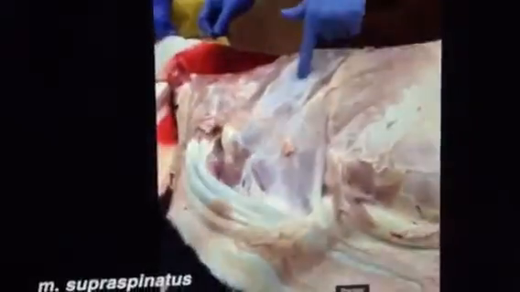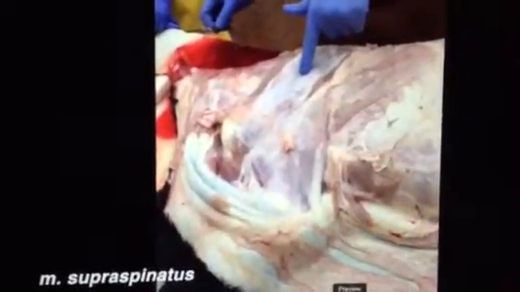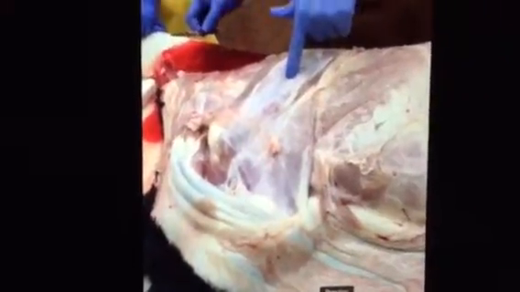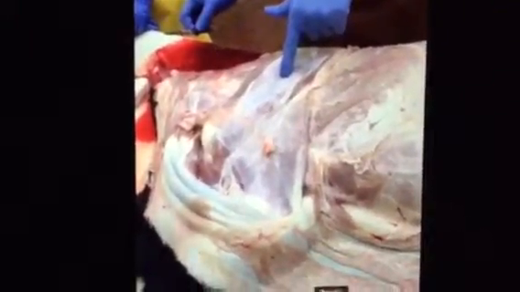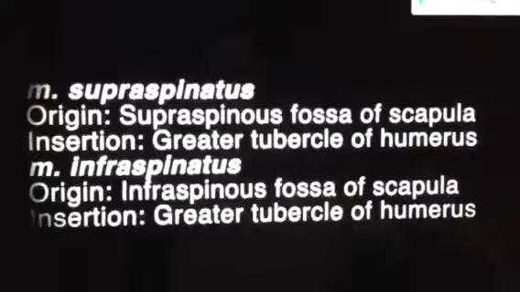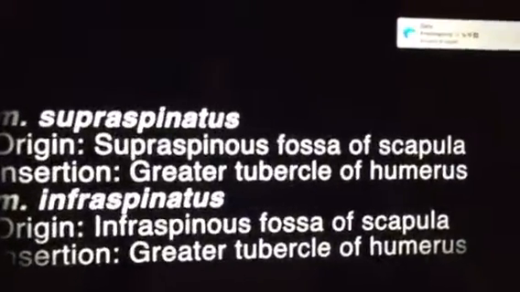The supraspinatus muscle originates on the supraspinous fossa of the scapula and inserts on the greater tubercle of the humerus, and is involved in stabilization and extension of the shoulder. The infraspinatus muscle originates on the infraspinous fossa of the scapula and inserts on the greater tubercle of the humerus and is involved in stabilization and flexion of the shoulder.